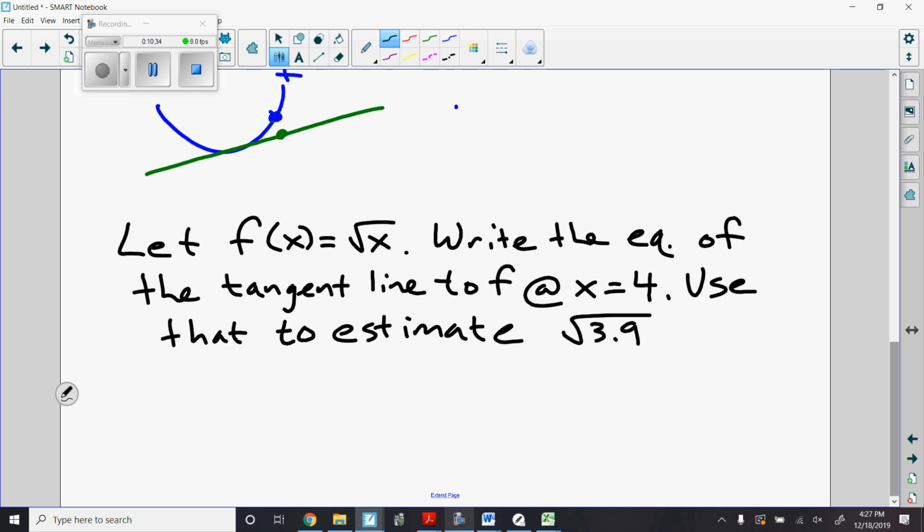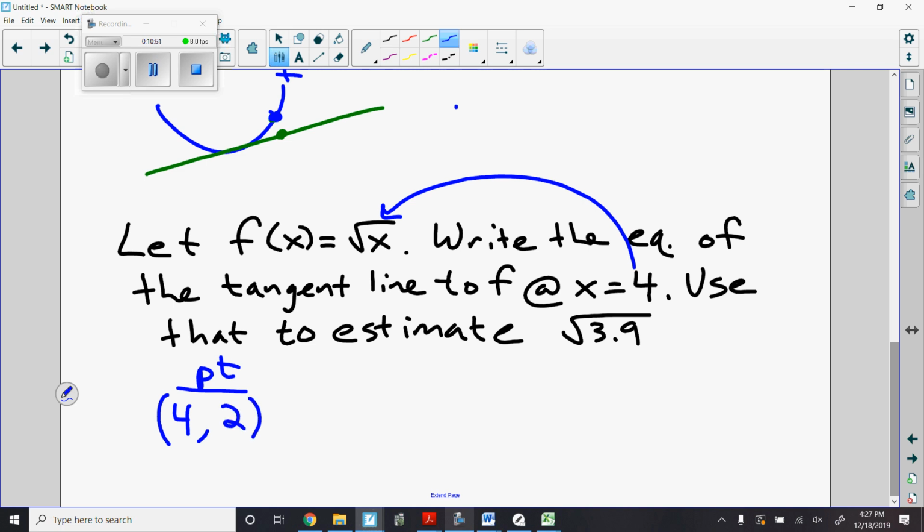So again, to write a tangent line, I need a point and a slope. So here's how I'm going to do that. My point now is not quite as obvious. The x part is 4. To find the y part of the point, I'm going to have to plug it in here. The square root of 4 is 2. So f of 4 is 2.